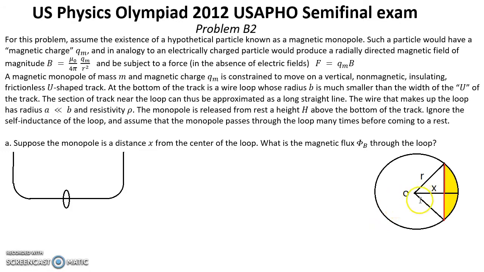On the right picture we are showing this scheme for this loop. The red line is a side view of this loop, and suppose that our magnetic charge is at point O at distance x from the center of this loop. We have to count what the magnetic flux through this loop is.